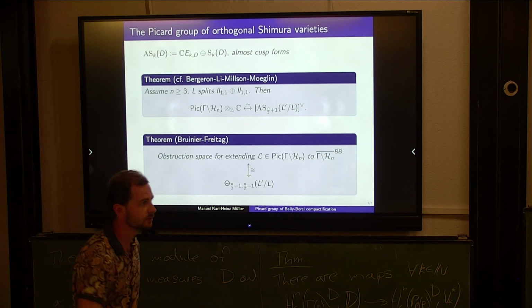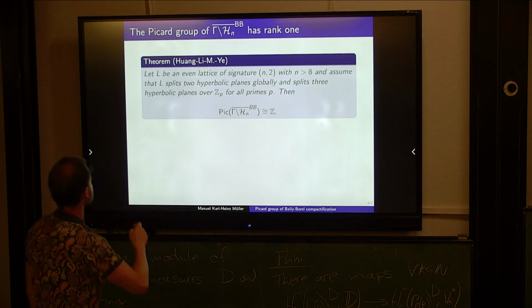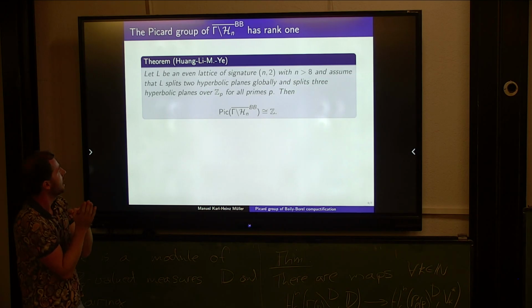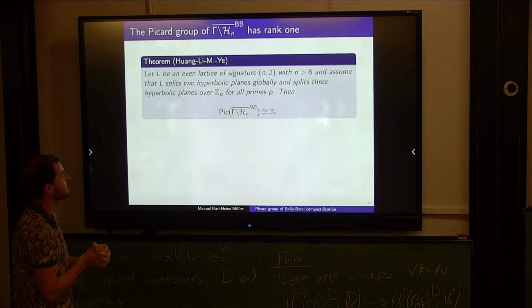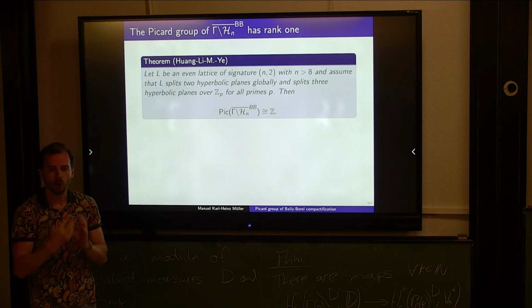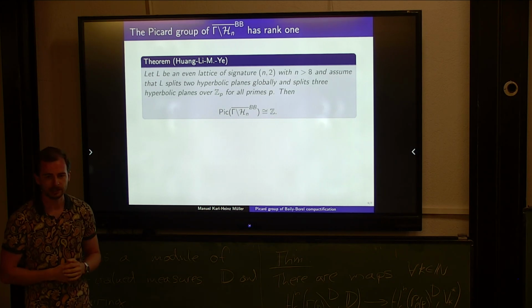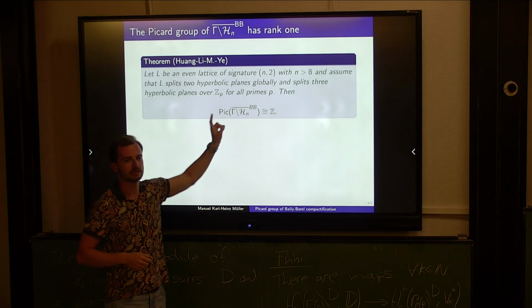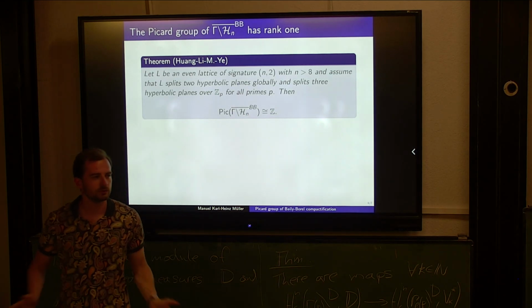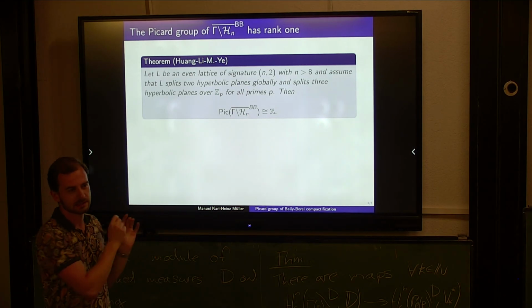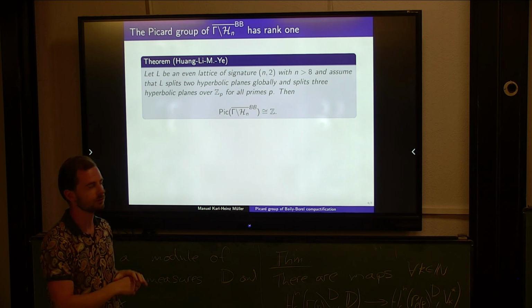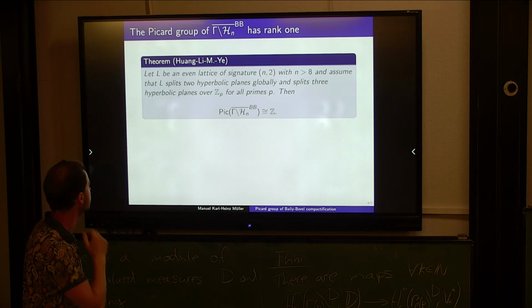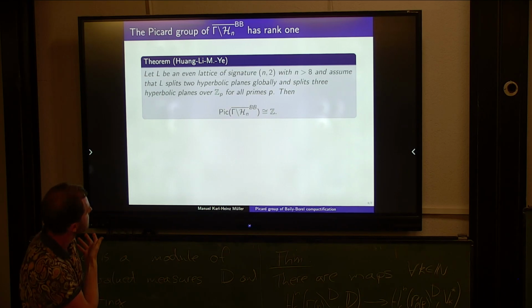And this then brings me to the main result, which says that if we have an even lattice of signature (n,2), n greater than 8, and we assume that L splits two hyperbolic planes, and we assume further that locally, so for every p, it splits 3 hyperbolic planes, then the Picard group of the Baily-Borel compactification of this variety is Z. From what I have explained to you, we have only shown that it's Z plus some potential torsion, but then you can somehow show that this is torsion-free, which is a purely geometric argument, so there are no modular forms involved. And why is this interesting?